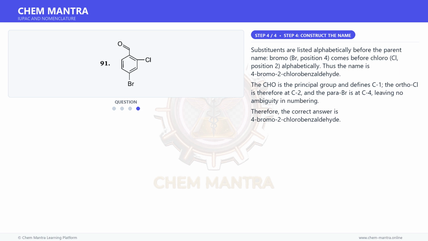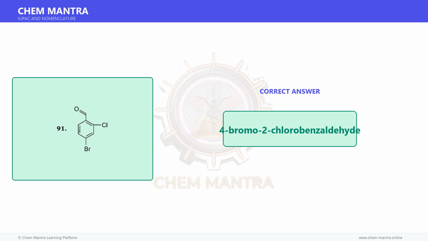Thus the name is 4-bromo-2-chlorobenzaldehyde. The CHO is the principal group and defines C1. The ortho Cl is therefore at C2 and the para-Br is at C4, leaving no ambiguity in numbering. Therefore, the correct answer is 4-bromo-2-chlorobenzaldehyde. The correct answer is shown on screen.